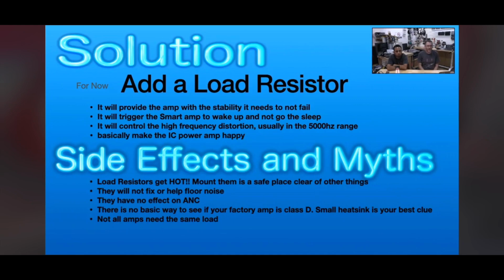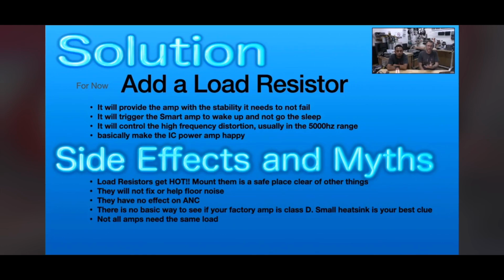So, solutions. As for now, add a load resistor. It will provide the amp with the stability it needs to not fail. Seems pretty simple. It will trigger the smart amp to wake up and not go to sleep. It will control the high frequency distortion, usually in the 500 hertz range. One of the side effects of not having a load resistor is that the amplifier becomes unstable, and it really is noticed in the high frequencies.